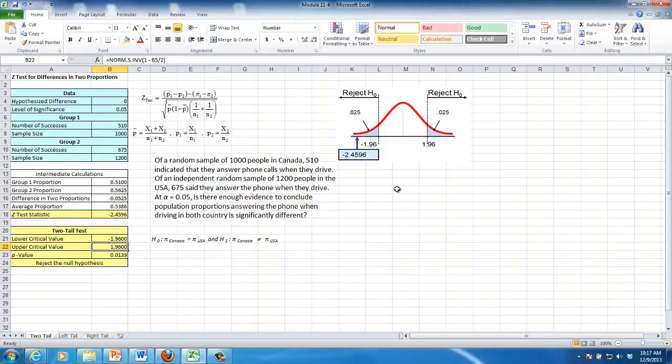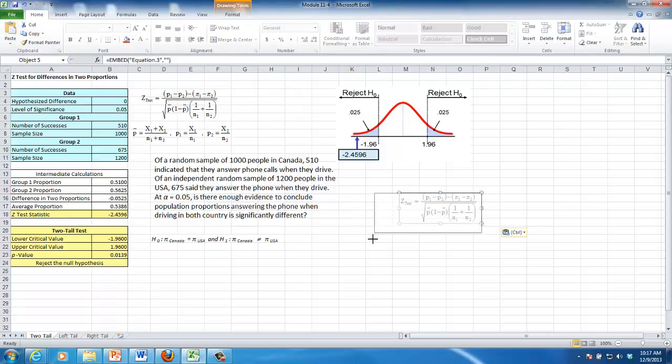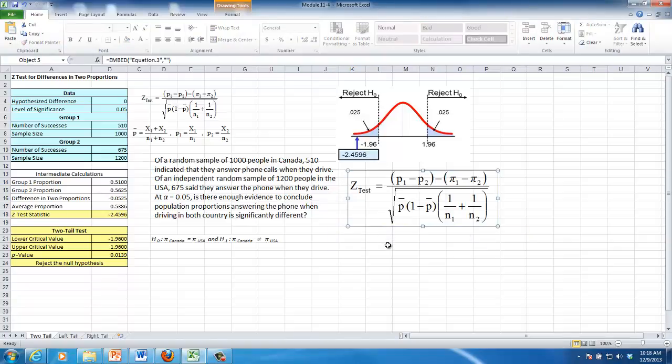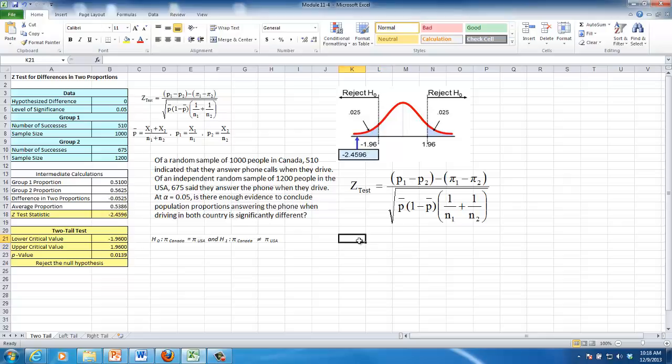So once we have the critical values, minus 1.96 and plus 1.96, the next step is to find the test value. In order to find the test value, we have a different formula for proportion. Now let me bring the formula here. So this is the formula for finding the z-test value. Here P1 stands for sample proportion 1, P2 for sample proportion 2, and pi 1 and pi 2 are the population proportions. But since there is no difference, the hypothesized difference is 0, we are not going to use this part of the equation. And there is also p bar.